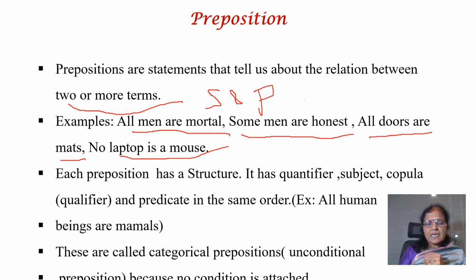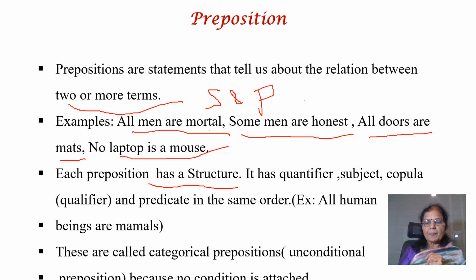So now coming to the structure of the preposition. You should remember that each preposition has a structure, a format. And what does it contain? Every statement contains a quantifier, a subject, a copula or a qualifier, and predicate. And they are in the same order as I have told. First comes the quantifier, then comes subject, then copula or the qualifier, and then predicate.